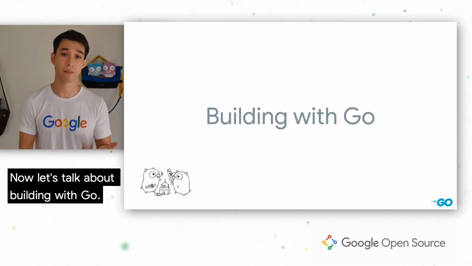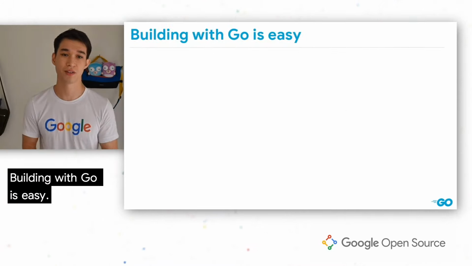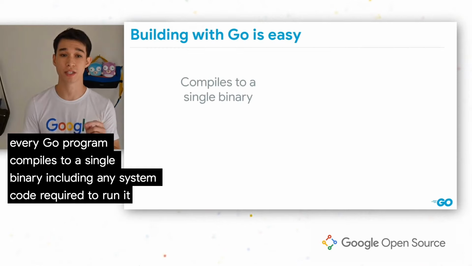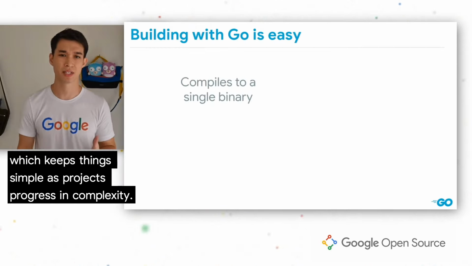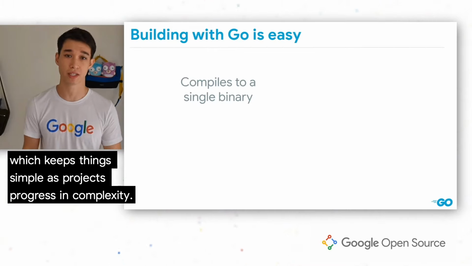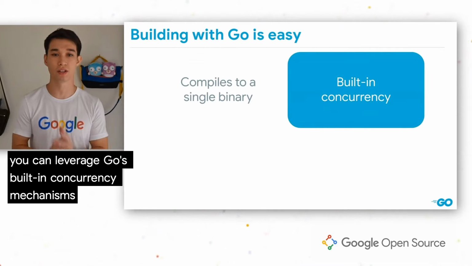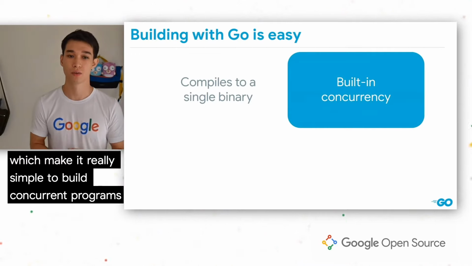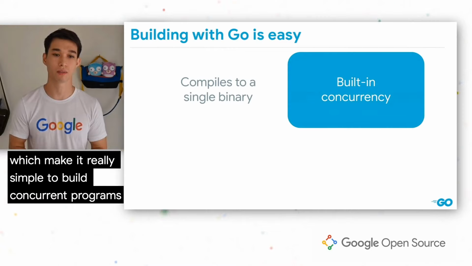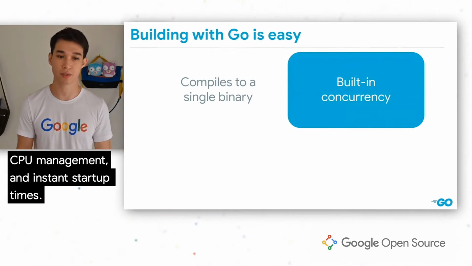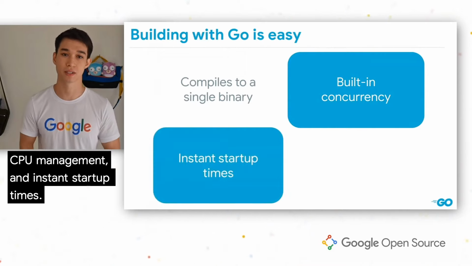Now let's talk about building with Go. Building with Go is easy. When working with the language, every Go program compiles to a single binary, including any system code required to run it, which keeps things simple as projects progress in complexity. And as they progress, you can leverage Go's built-in concurrency mechanisms, or goroutines, which make it really simple to build concurrent programs, all while taking advantage of Go's fantastic memory and CPU management and instant startup times.